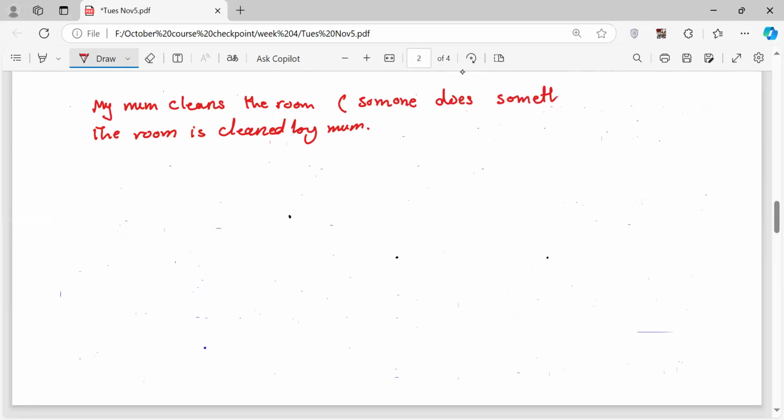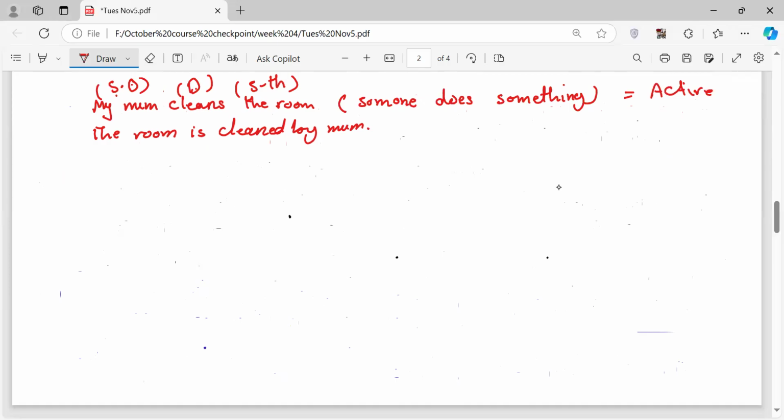My mom cleans the room. And the room is cleaned by mom. Here are two sentences. Any sentence that says that someone does something. Someone, here is mom, cleans something, the room. So someone is doing something. All sentences that have the same meaning or the same structure are active sentences.